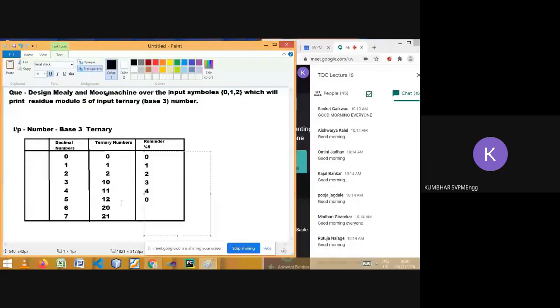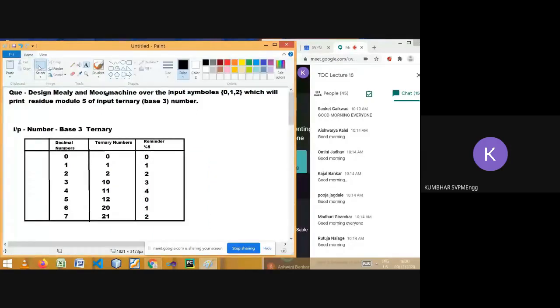7 means 2 remainder. So like this, if you observe, this cycle will repeat. These 5 numbers will repeat: 0 remainder, 1 remainder, 2 remainder, 3 remainder, 4 remainder. Again, if we go down, 0, 1, 2, 3, and 4. Again, it will repeat. So these are the 5 different possibilities whenever we divide any ternary number by 5.